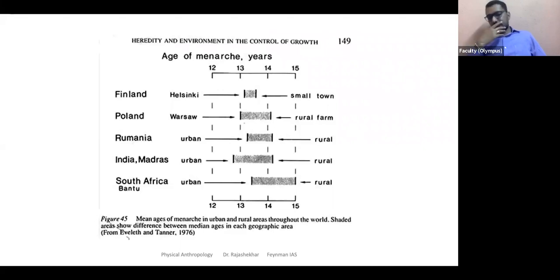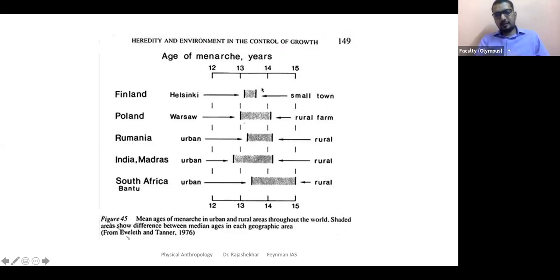An old study from 1976, from which I have taken this image, was done on people from Finland, Poland, Romania, and India, especially from Madras, and Bantu populations from South Africa. So what do you notice here? Age of menarche. We're talking about 12 to 15 years here.